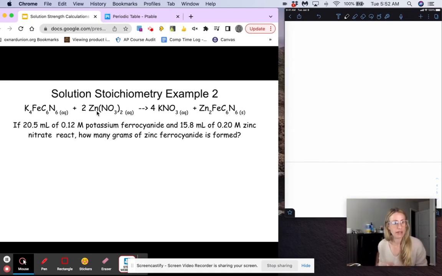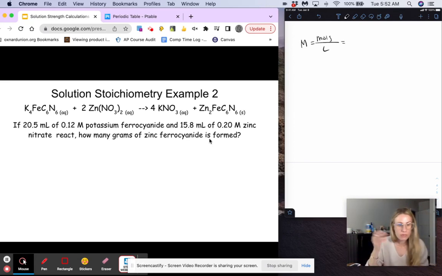So what I'm going to do here is, because I'm given a volume and a molarity, I can find the number of moles from that. So I'm first going to find the number of moles that I have of potassium ferrocyanide reacting, and then the number of moles of zinc nitrate reacting. And then from that number of moles, I'm going to see how many grams of zinc ferrocyanide is actually formed. So my molarity, I know molarity is equal to moles over liters, okay, or n over V if you want to put it like that.